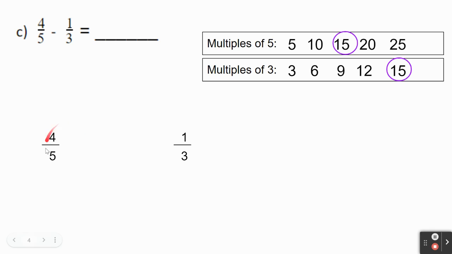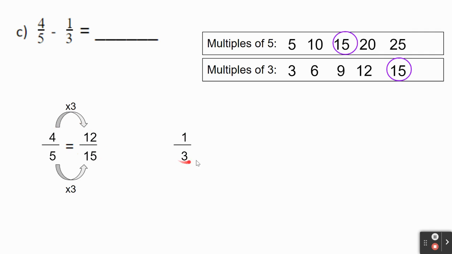So let's rewrite 4/5 as 15ths. So we know the denominator is going to be 15. Now let's ask ourselves, what can we multiply by 5 to get to 15? Well, 5 times 3 equals 15. Since we're multiplying by 3 on the bottom, we're going to multiply by 3 on the top. 4 times 3 equals 12. So that means that 4/5 is equivalent to 12/15ths.